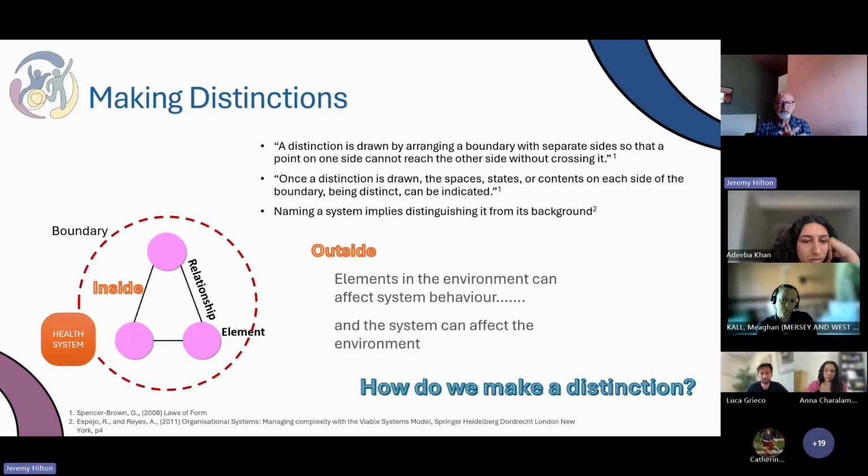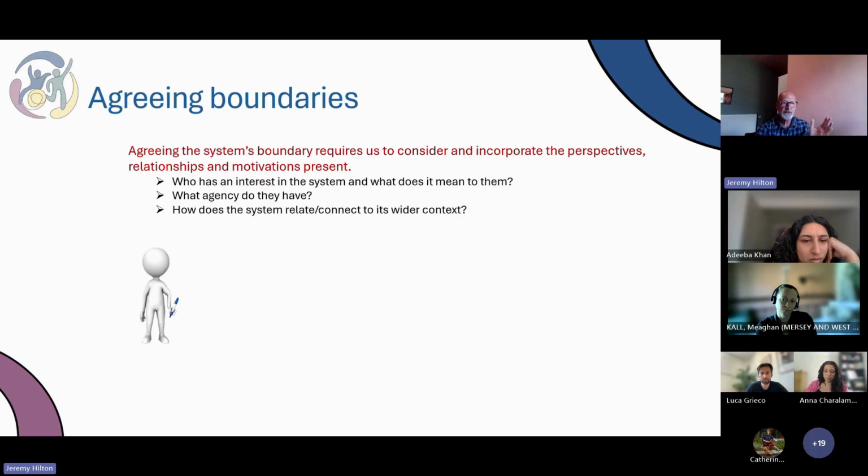Of how we develop that and how we make this distinction, because agreeing the boundaries actually is quite challenging. Who has an interest in the transitions? Have we identified them all? What can they actually do? What agency have they got as they're part of that transition? And how do the transitions stand in relation to the wider context? And so it's building that understanding at the starting point.